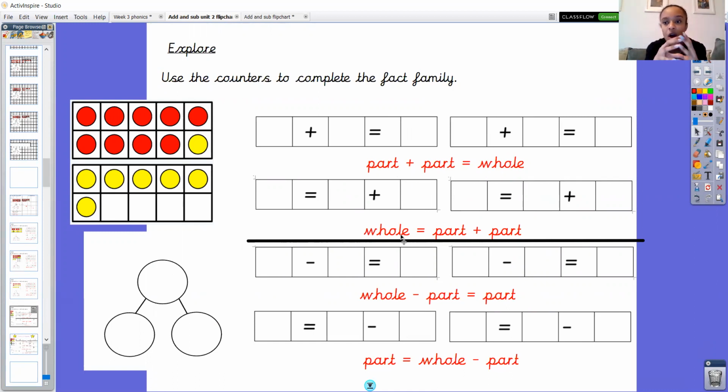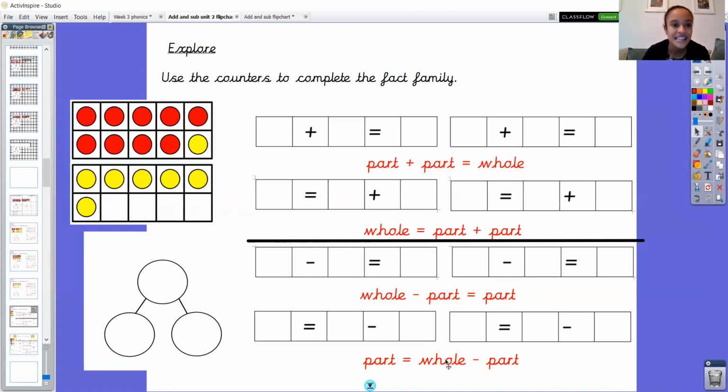We put the whole first, and then for subtraction, again, like we've just done, whole take away part equals part. But we can also put that part first, and we can put the whole in the middle. So part equals whole take away part. Okay, can you remember doing that? It tested our brains, but we got super good at it by the end of all our practice. I'm wondering how well you can do today. Okay, so we'll do this one together.